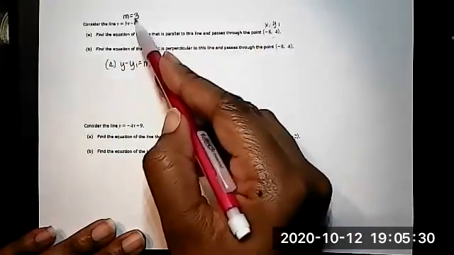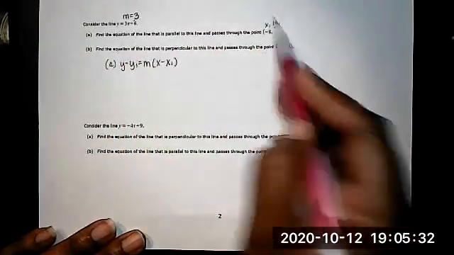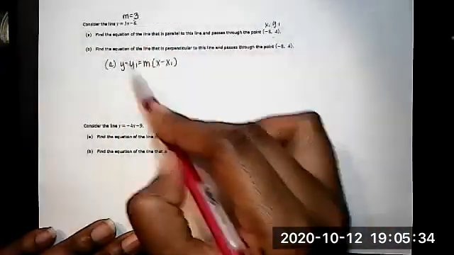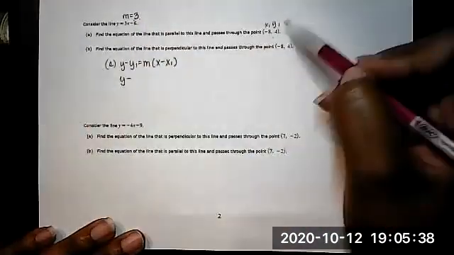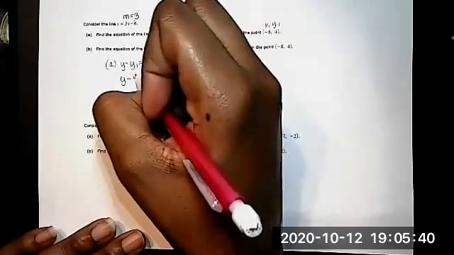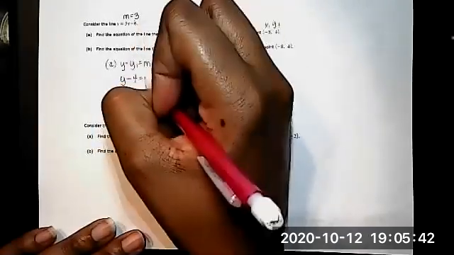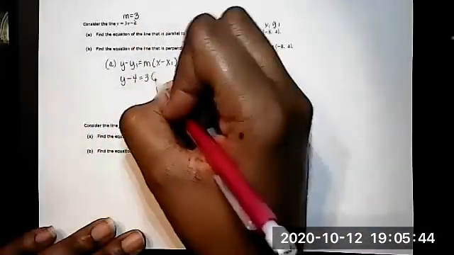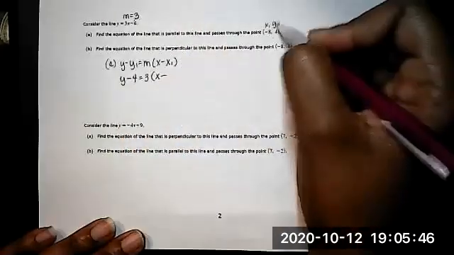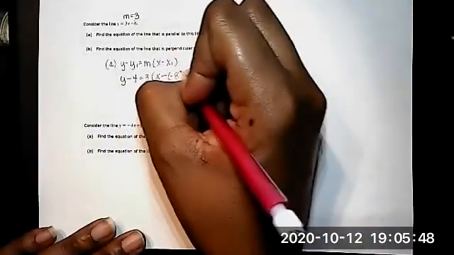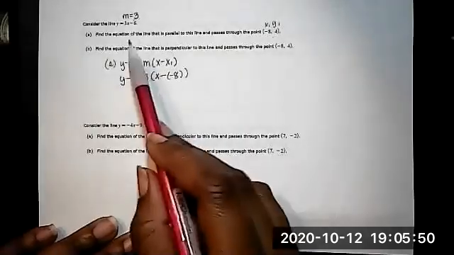How do I know? I have a point right here, and then I have a slope. Point, slope. This is the point slope formula. So y minus y1, which is 4, equals m, which is 3, times x minus x1, which is -8. Okay, and he says write an equation.